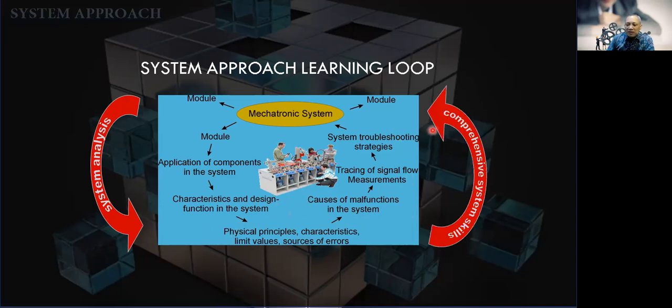So from here, we go to the next one. This is comprehensive system skills. When we know the physical quantities, principles, and characteristics of those components, maybe this is talking about the resistor that we study in the traditional approach. We studied that already. But from the system approach, we study the system, and then we go to modules, we go to the application of the components, the characteristics of the components, maybe the resistor, the capacitor, the solenoids, the sensors. Then we study all of that, and if it doesn't work, we can understand what causes the malfunction.